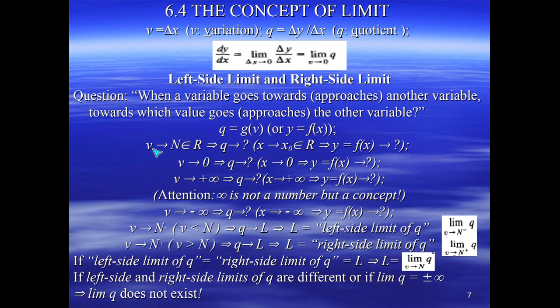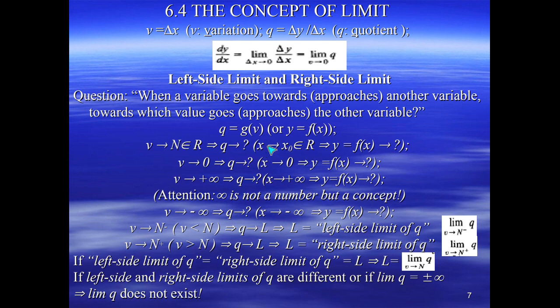You see? So if v goes to n, a value n which is a real number, n belongs to the set of real numbers. So n is a real number, and v, which is a real variable, goes to a specific value n, which is real. In this case, where does q go? Which value does q approach? The answer to this question is the limit of q when v goes to n, the capital letter N.